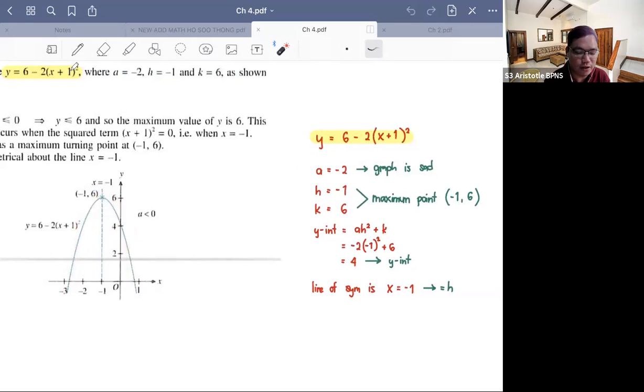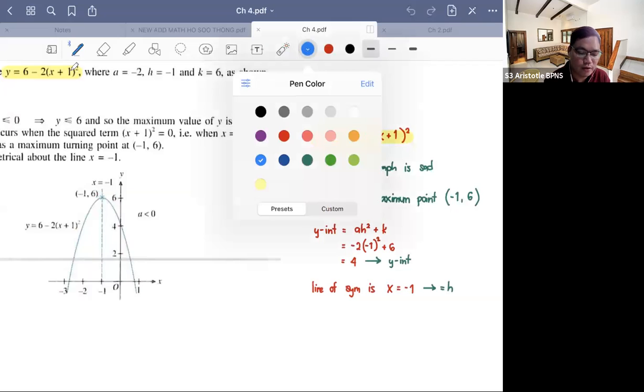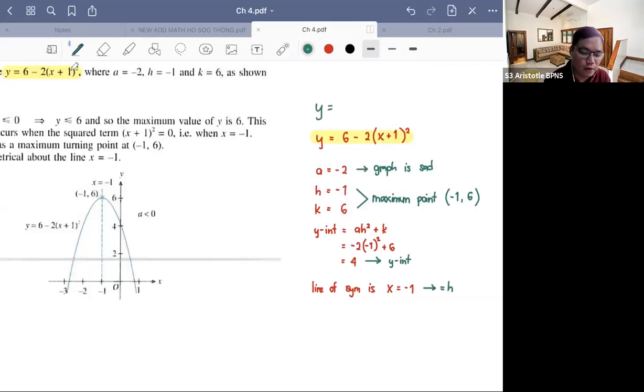How about H? What is H? Since this is +1, that means that, okay, in the format x minus h, okay, if you're confused, let's just write the standard form again. So y is equal to a times x minus h squared plus k. All right, so this is +1. So that means that, or sorry, that h is -1. Okay, so this is the standard form. Okay, so if it's +1, that means h is -1.